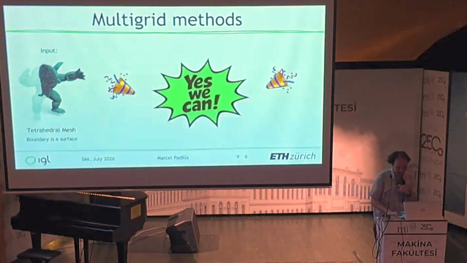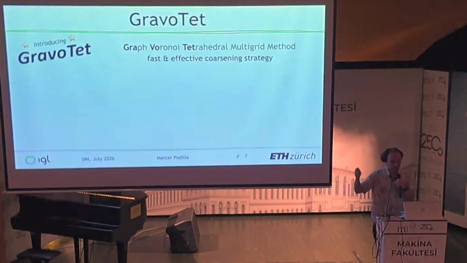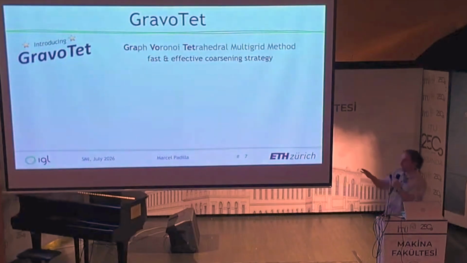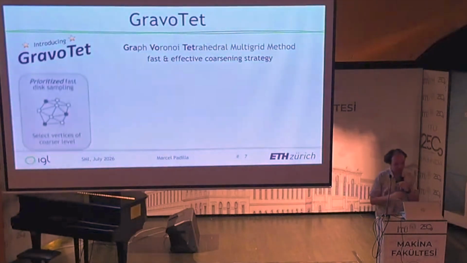And yes, we can actually do that by introducing our new method, GravoTet. GravoTet means Graph-Voronoi Tetrahedral Multigrid method. And it's a fast and effective coarsening strategy. That is the idea behind it.